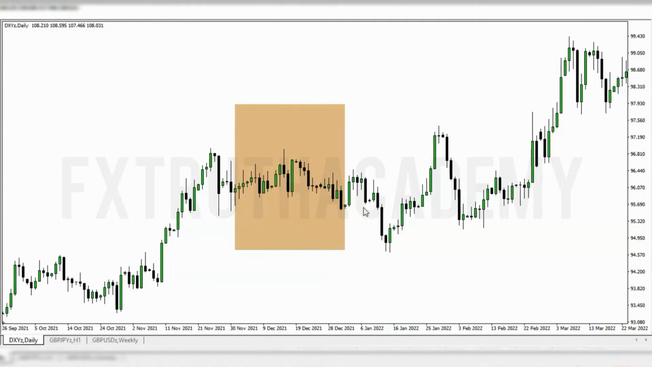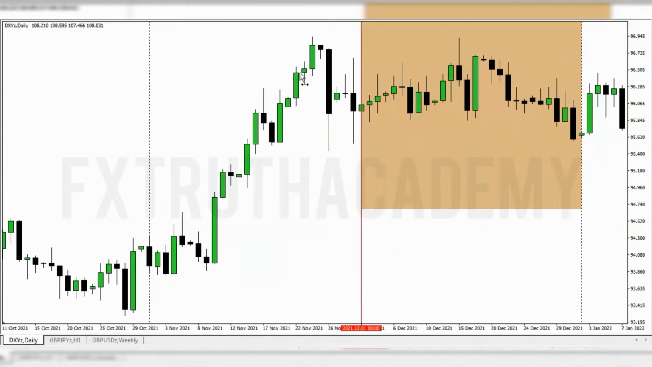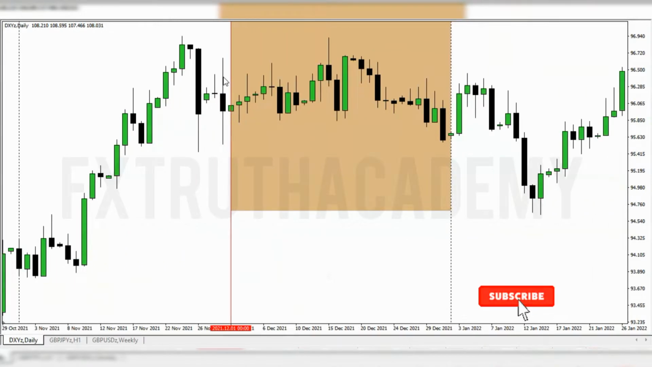So right here we have the December 2021 price action. Let's just say we're coming to the chart for the first time, and let me bring a period separator. We have our month was just about to start right here. So let me just zoom in. Our month was about to start right here.